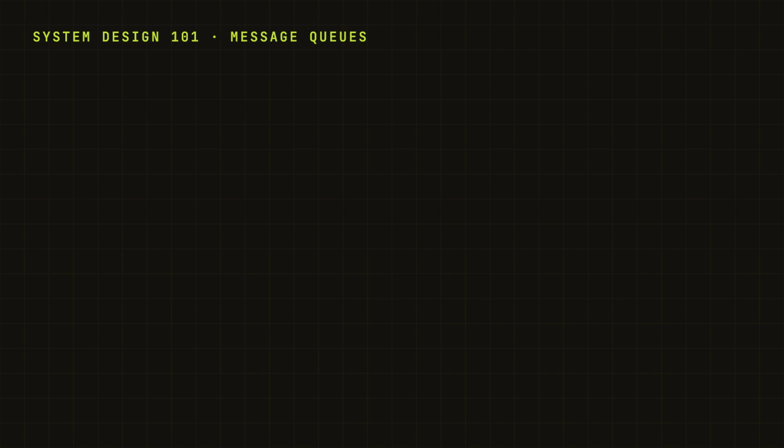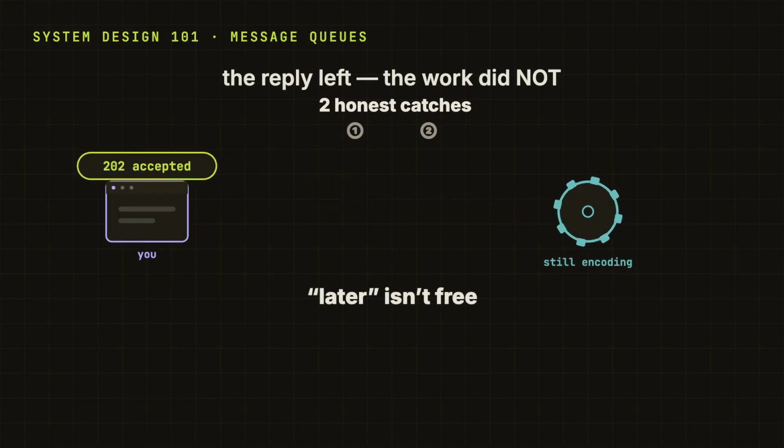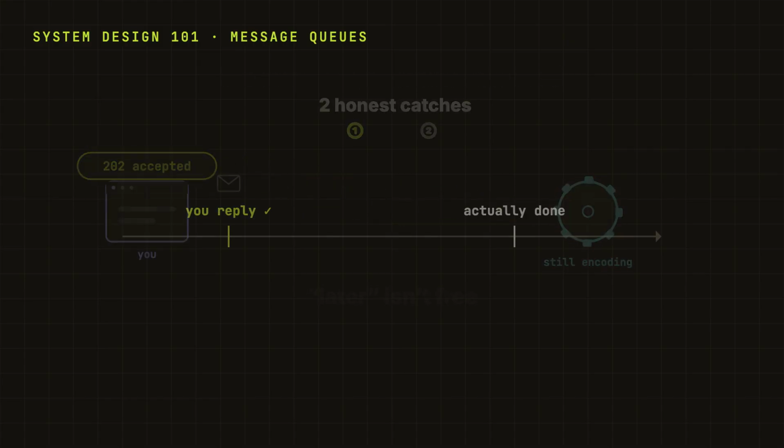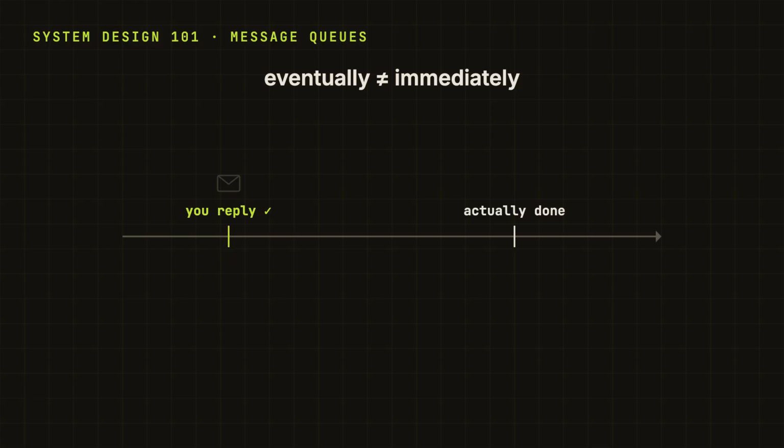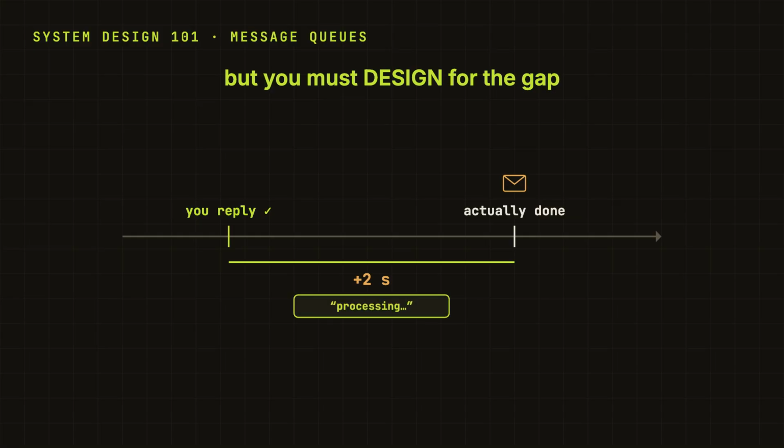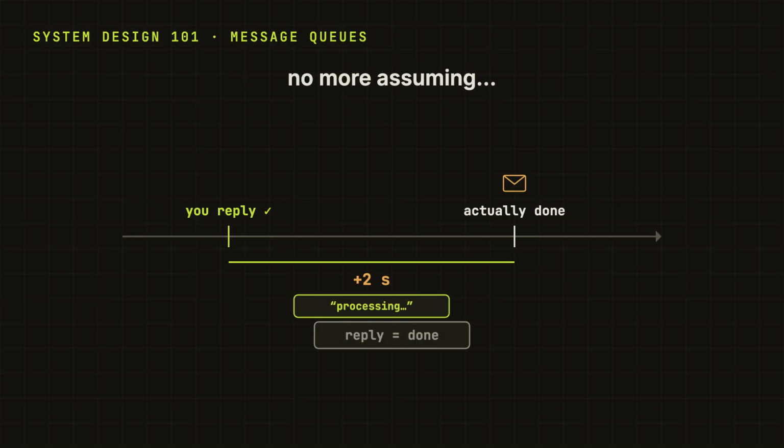Okay, before we wrap, two honest catches you have to know, because do it later is not entirely free. The first is simple. It is now eventually done, not immediately done. That confirmation email lands 2 seconds later instead of instantly. Usually totally fine, but it means you have to actually design for that little gap. No more assuming the work is finished the moment you reply.